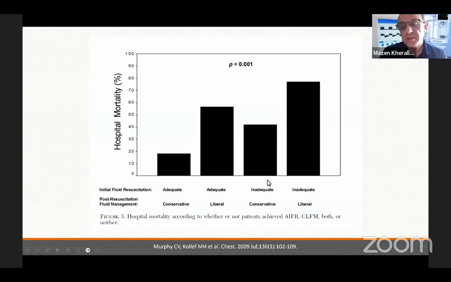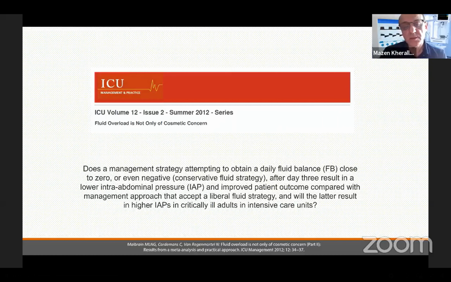If you did not give enough fluid for resuscitation, and then you continue to be conservative, your mortality rate is 40-45%. And if you had inadequate fluid resuscitation at the beginning with liberal fluid management post-resuscitation, that has the highest mortality rate of around 80%. And this is actually replicated in different studies.